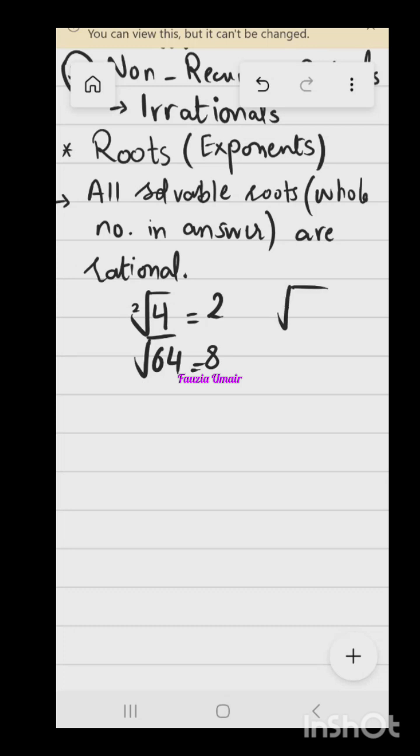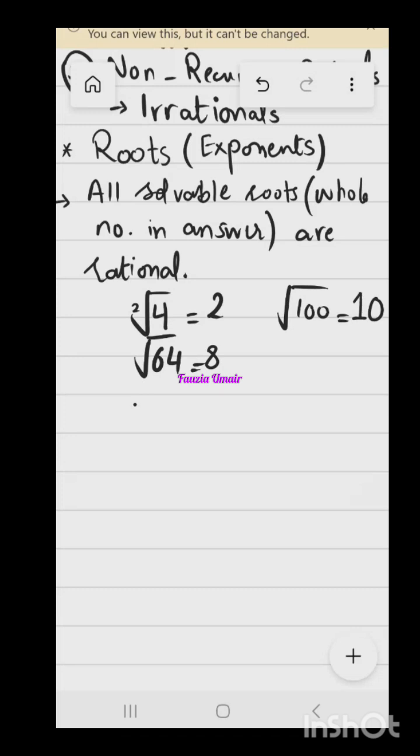What is the square root of 100? What is the square root of 100? I cannot hear your voices. It is 10. Okay. So now these were all square roots.